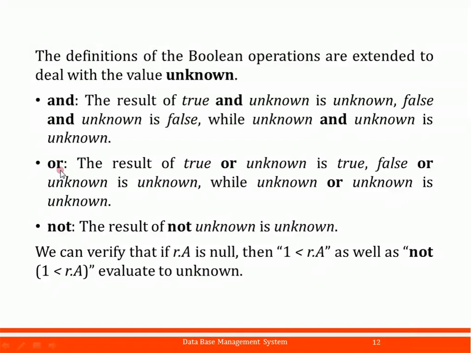In the case of Boolean or, the result of true or unknown is true, whereas false or unknown is unknown, and unknown or unknown is unknown. The result of not unknown is unknown, so we do not know the value. That is why you cannot exactly judge the result. We can verify that if r.a is null, then 1 less than r.a as well as not of 1 less than r.a evaluates to unknown.